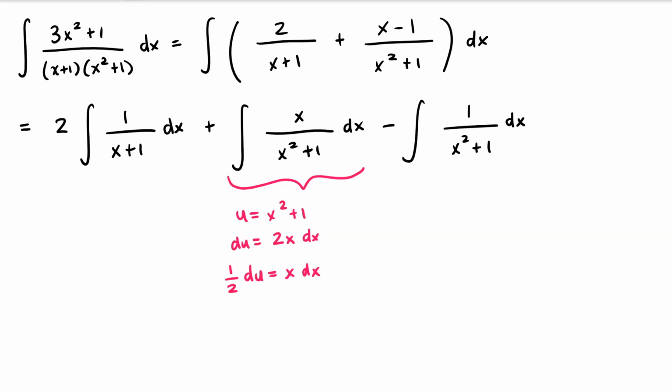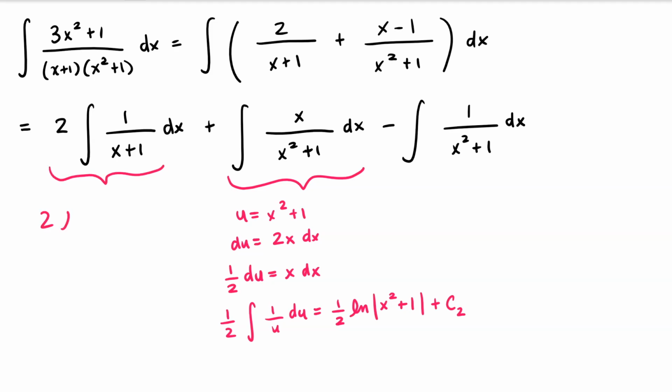And so from there, we're going to get 1/2 times the integral of 1 over u du, which gives us 1/2 times the natural log of the absolute value of u. I'm just going to go ahead and sub that back in. And then plus our constant of integration, I can maybe just put plus c2. And then this integral here is going to end up being 2 times the natural log of the absolute value of x plus 1 plus some other constant.